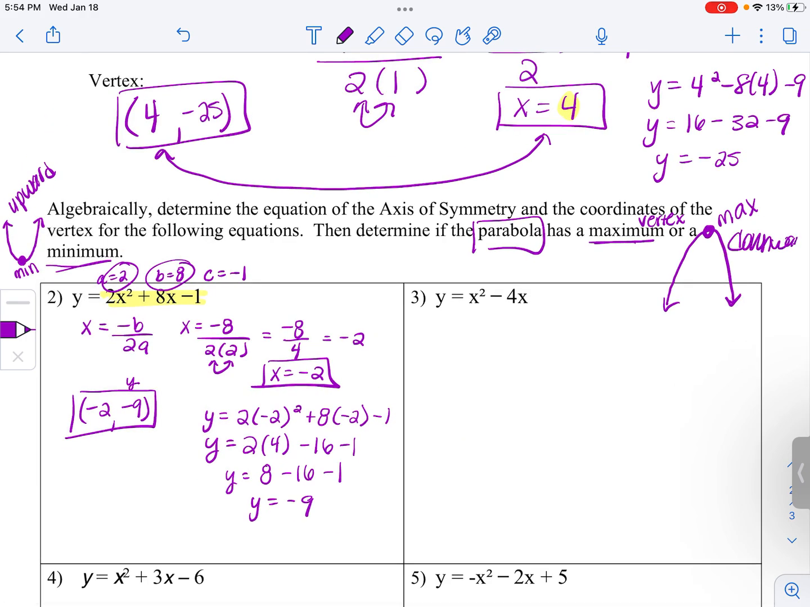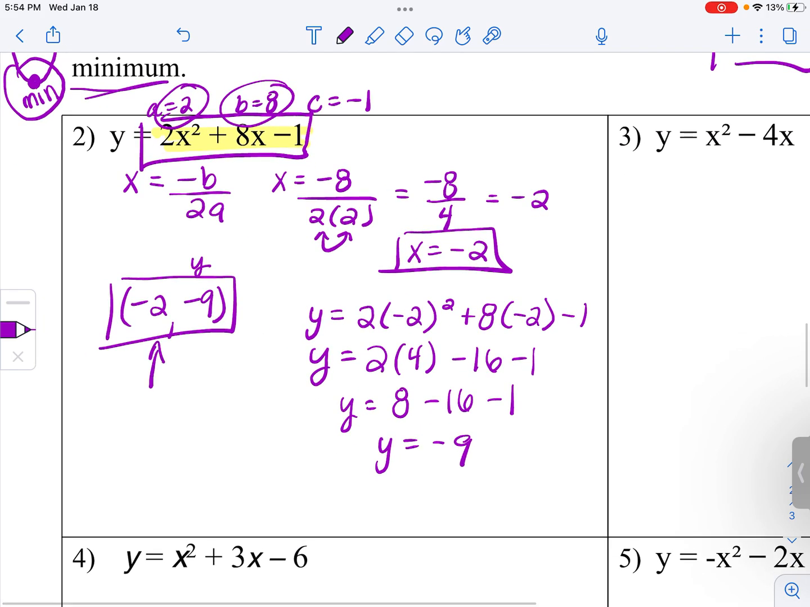So looking at the original function, do we think that this is going to be an upward parabola or downward parabola? Our leading coefficient is positive. It's not negative, it's a positive 2. So it opens upward, and because it opens upward, we have a min. So our vertex here is a minimum. It's at the bottom of the graph.